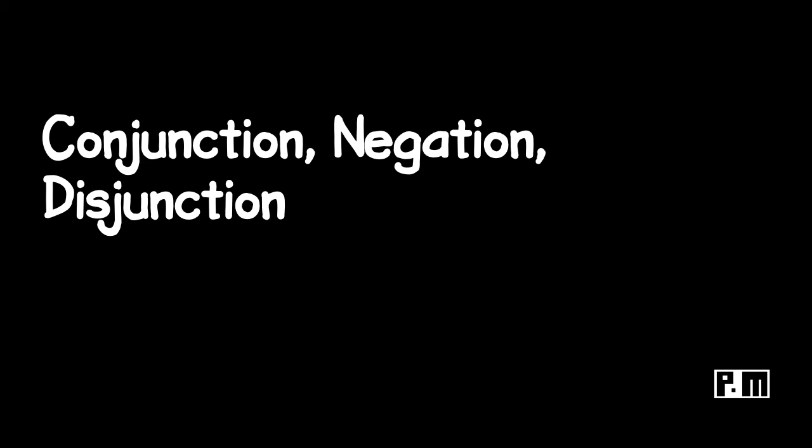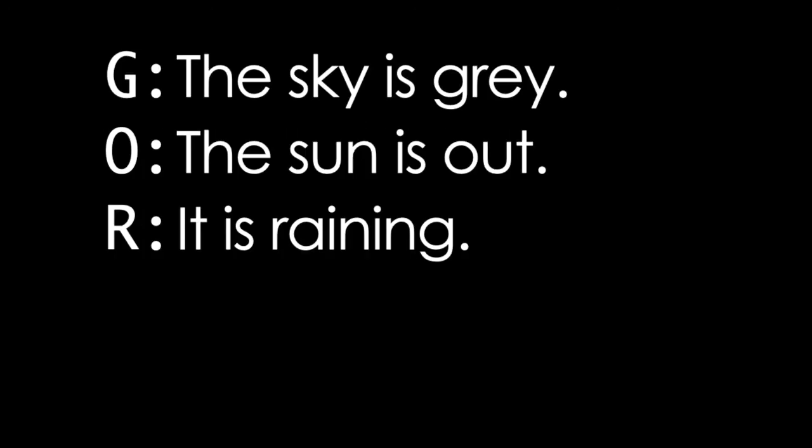This video introduces more of the machinery of sentential logic: conjunction, negation, and disjunction. Recall that in the SL, every capital letter is an atomic sentence. We write a symbolization key that specifies some atomic sentences as translations of specific English language sentences. Let's start with this key, which we already saw in the last video.